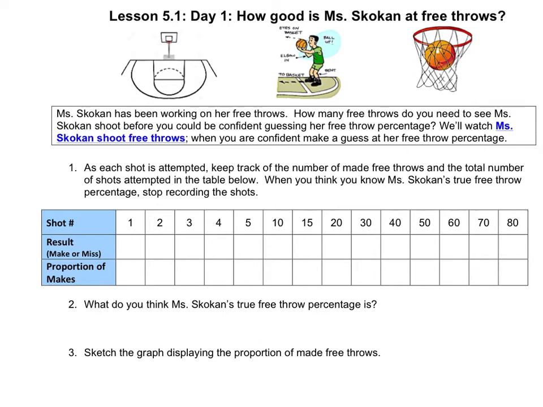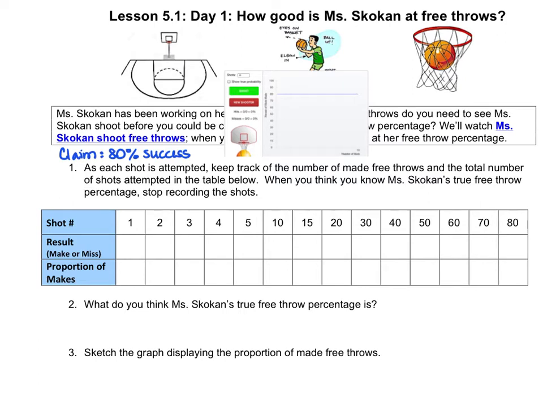Now, my claim is that I can shoot with an 80% success rate. For you to be able to make your estimate, you're going to be using an applet. When you get to the applet, you're going to see that there is a line drawn at 80%, which is what my claim is. And then you're going to shoot, or simulate shooting, as many shots as you need until you feel confident and comfortable that you can estimate the true free throw percentage.